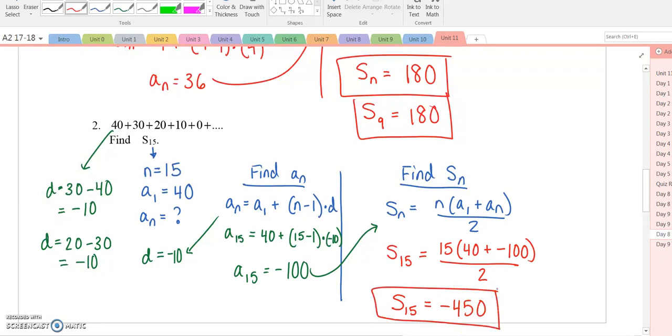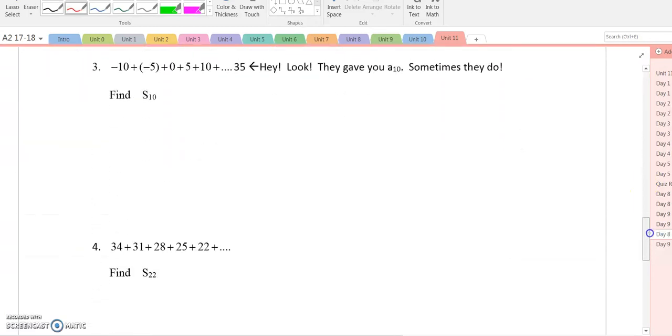Alright, if you ever wanted to double check yourself, you could actually add these all together. So 40 plus 30 plus 20 plus 10 plus 0. You just need to find the next 10 terms in order to do that, and that can take a while. So that's where the formula might come in handy. Alright, there's one other kind of problem we might see, so let's go ahead and flip it over.